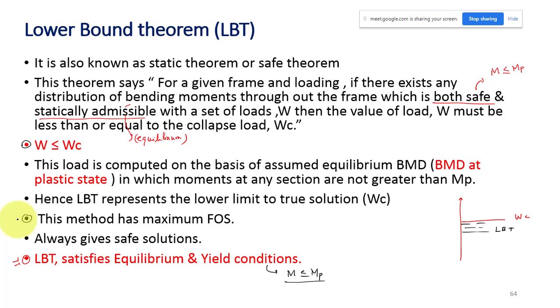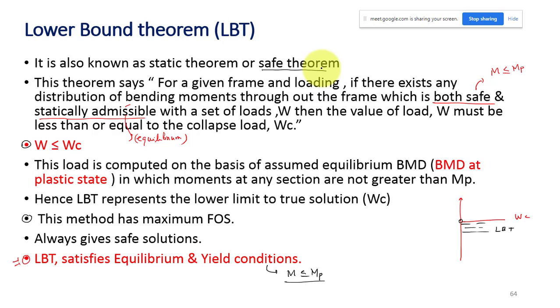Okay, so actually this structure can take this much load, that is the true collapse load, but my solution may be equal to that, or maybe slightly less than that. That means I will be on the safer side. So this method will give you a higher factor of safety, and always a safe solution. Maybe that is why we can also call it a safe theorem. How to apply this, I will explain. After this, it will be clear how to use it.